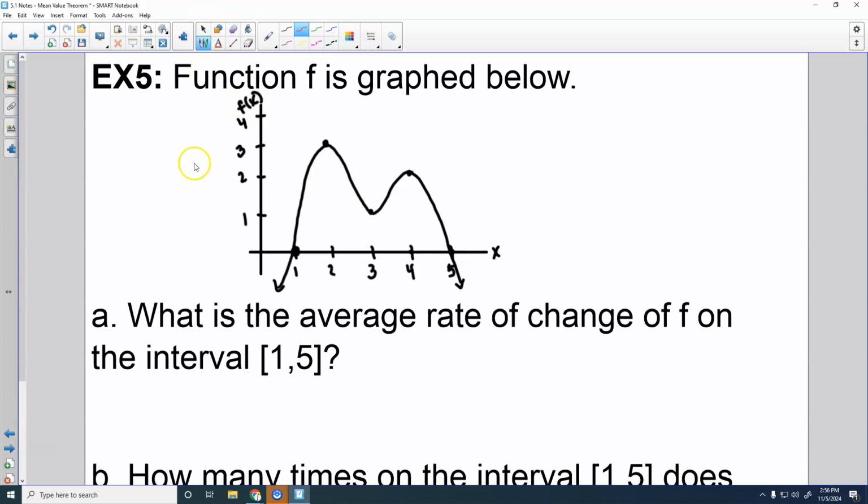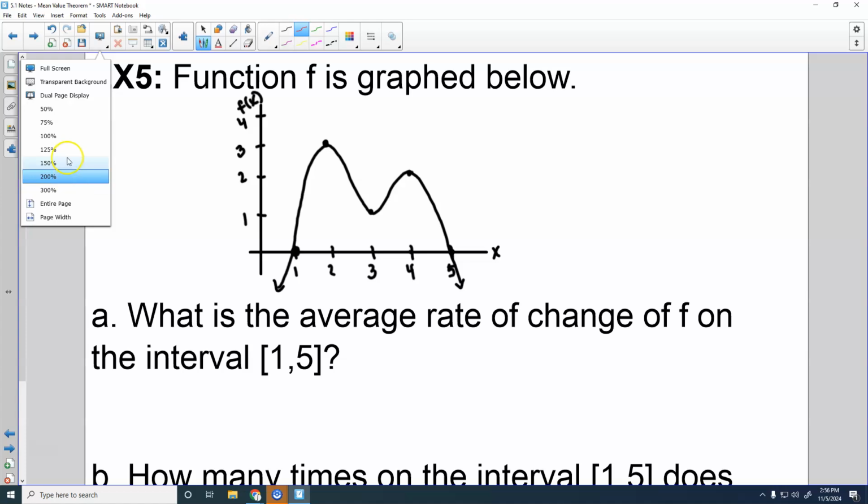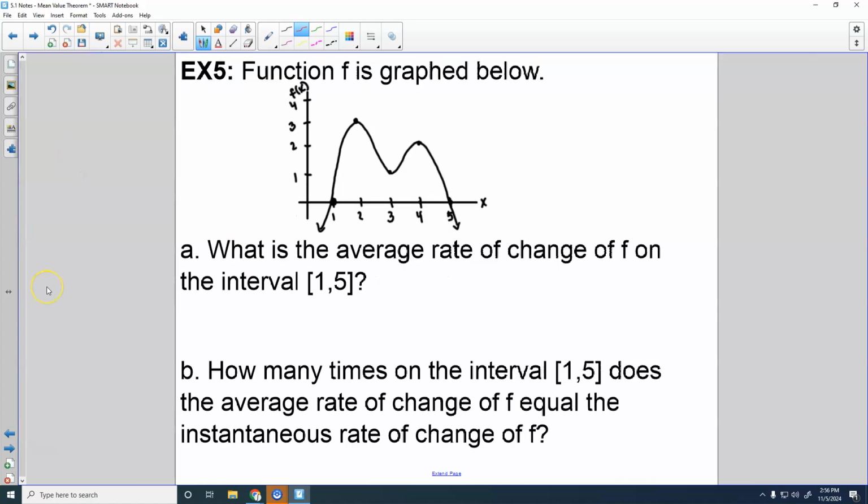Okay, so for this one we have a graph instead of an equation, and I'm going to zoom out just a little bit. What is the average rate of change of f on the interval from 1 to 5? It would be 0. You could use your points, but right here is at 1, right here is at 5. What is the slope of the line between those endpoints? It is 0. So you could just say 0. You wouldn't necessarily have to show work for that.